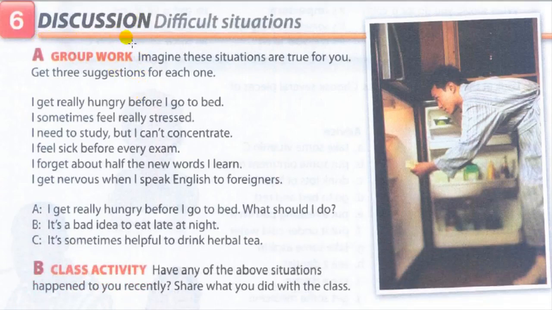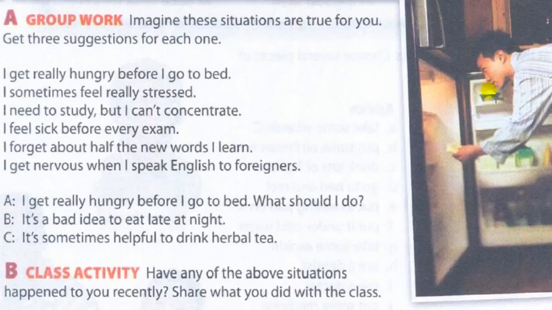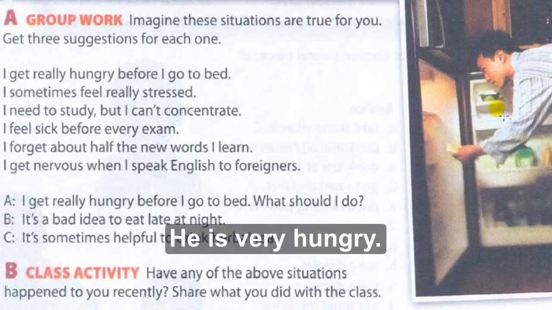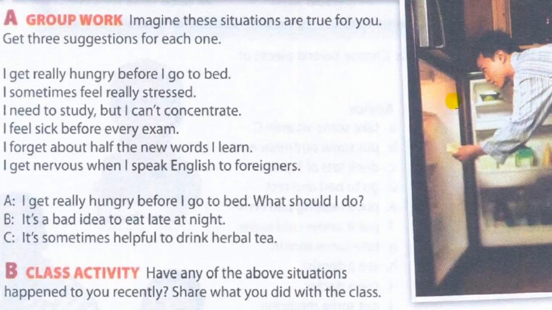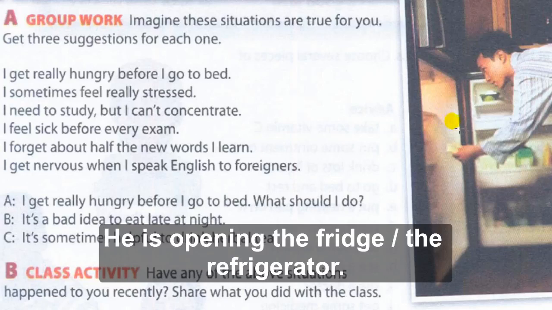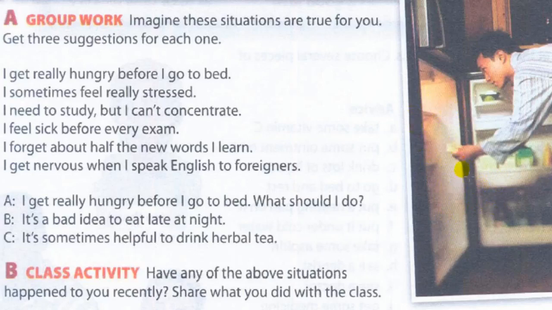Exercise number 6. Discussion. Difficult situations. A. Group work. Imagine these situations are true for you. Get three suggestions for each one. Here in this exercise, we have different situations. Example 1. I get really hungry before I go to bed. So look at the picture. You see a young man and he's very hungry. He's opening the fridge, the refrigerator. He's searching for food.